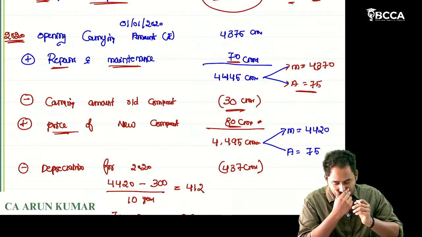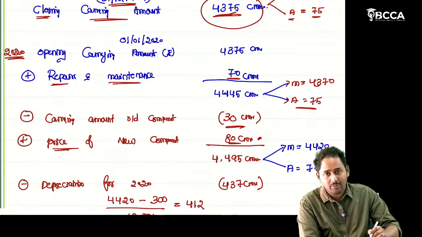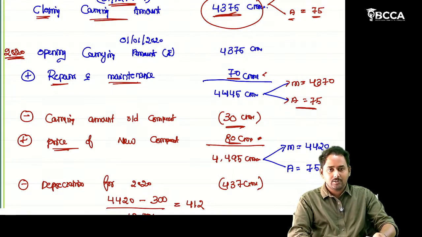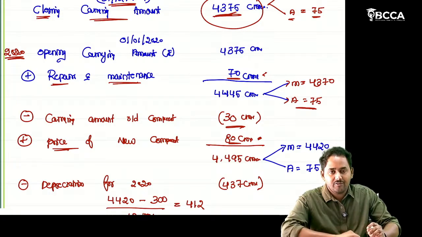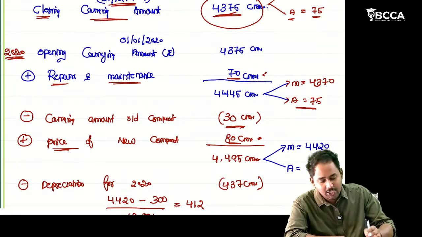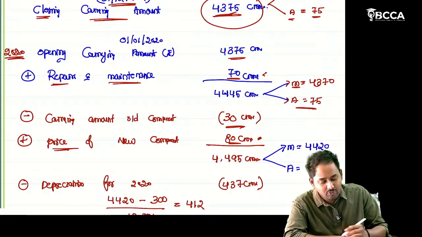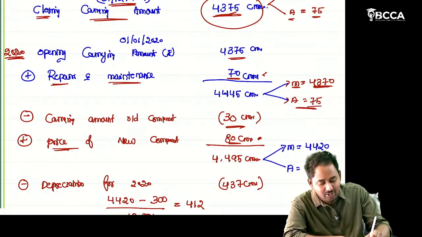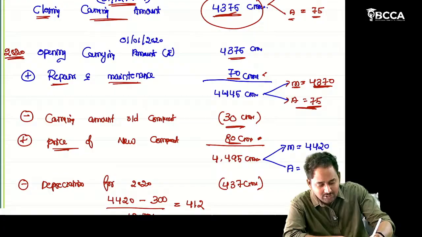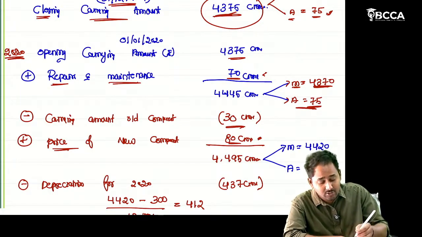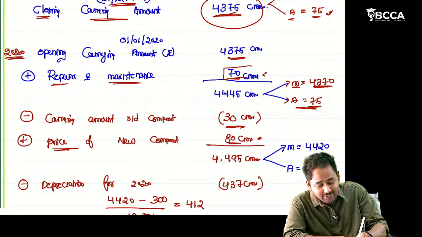But one more element here, what happened? Is there any special useful life for this 70 crores? No, they haven't mentioned anything. What is the separate useful life for this repairs and maintenance? That's why it should be added to the entire opening carrying amount of the asset. So in this, what is the main component value? 4370. What is the additional value? 75, because the additional value is not changing. But the main component is changing. To the main component, I should add 70 crores.